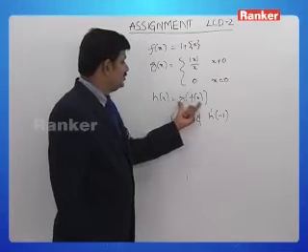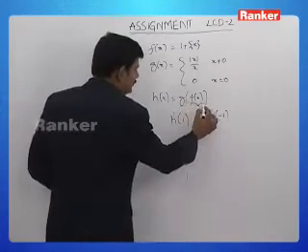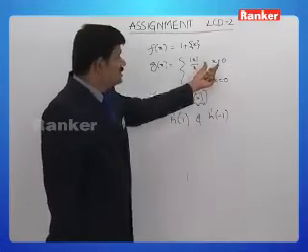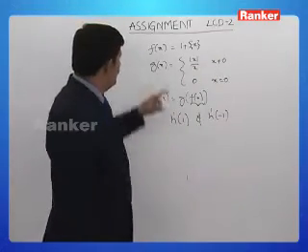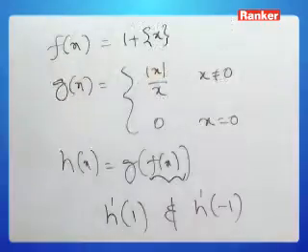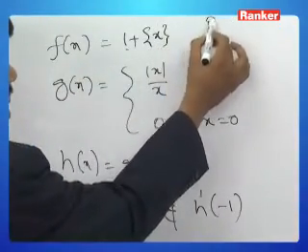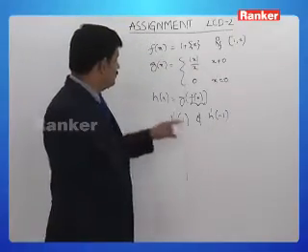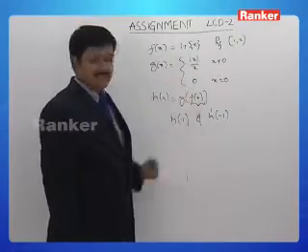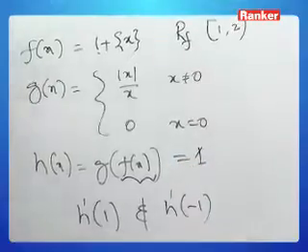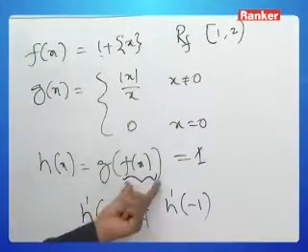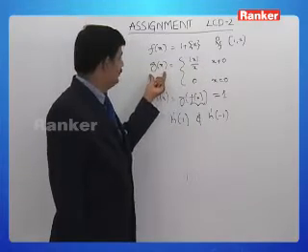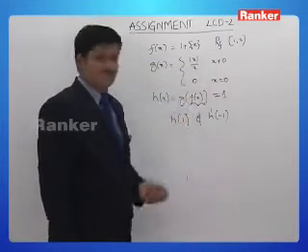Now, h of x is g of f of x. To understand g of f of x, we need to know whether f of x is 0 or non-zero, and if it is non-zero, whether it is positive or negative. But f of x we have seen is 1 plus fractional part of x, range of f is 1 to 2, which is always positive. So, g of f of x is always 1.